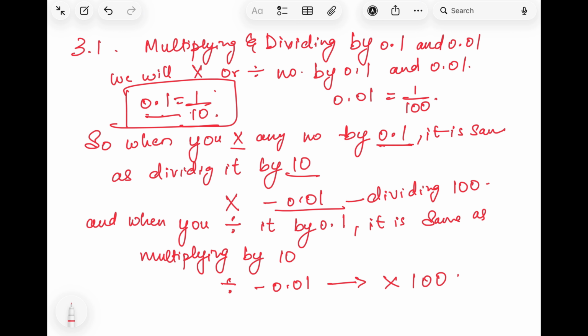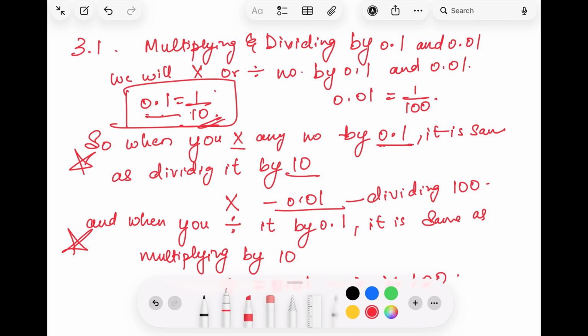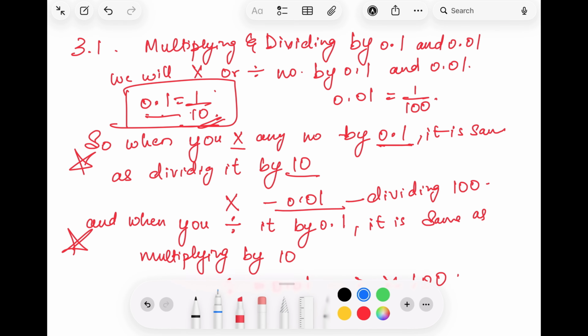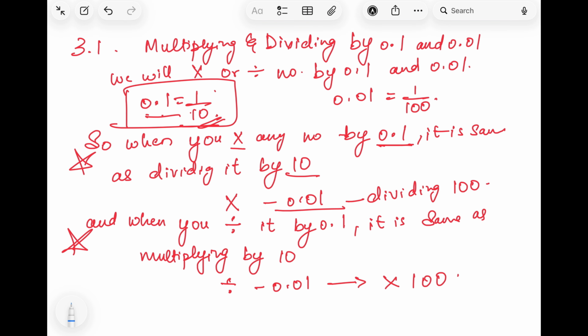The place value of that is 1 divided by 10. So when you multiply, you don't actually multiply, it is the same as division. And when you divide, it is not the same as division, you actually multiply. So remember these two points. If you remember these two points, you will be able to solve all the questions very easily.